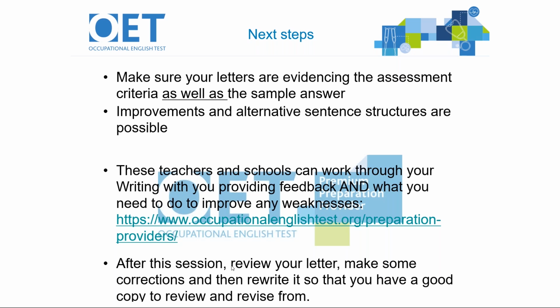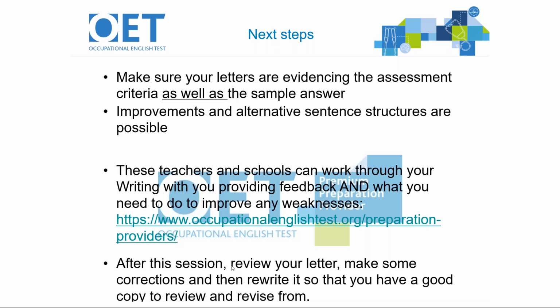As I've mentioned, if your letter is as good as, but slightly different to the official sample answer, then that's fine, that's not a bad thing. But have a look, review your letter and notice, do you now think there's something which is less clear, which you could improve?